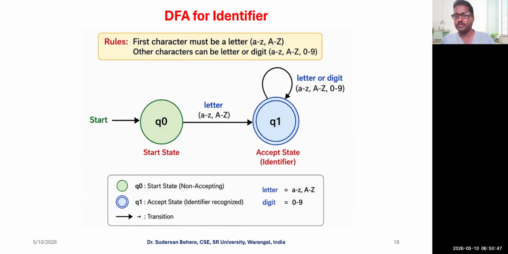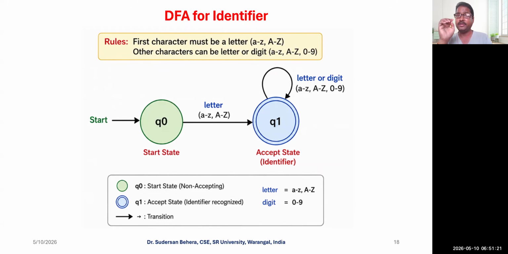Sum5 means what? First you read S from Q0 and come to Q1. In Q1 you read U, and you are again in Q1. Again you read M, and still you are in Q1. In Q1 you read 5, and you are again in Q1, which is the final state. Now the input is completed and the machine is in the final state. That means the input is accepted.